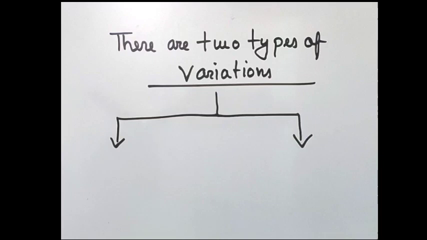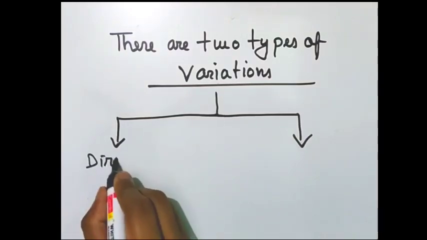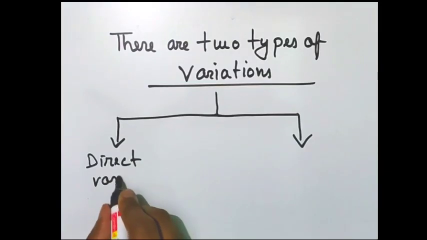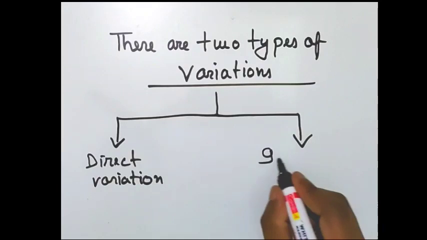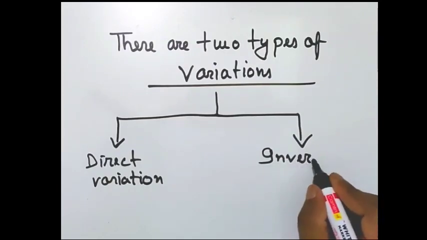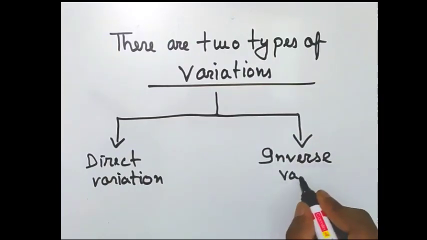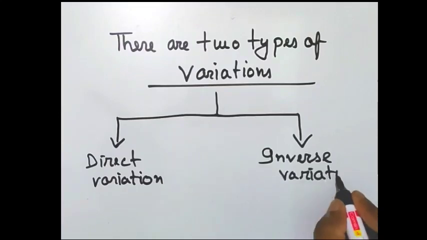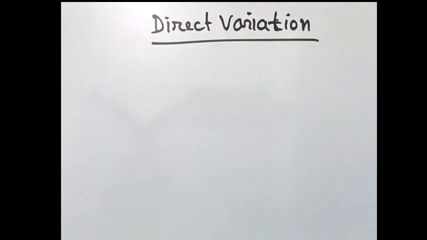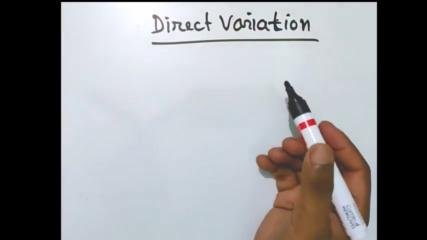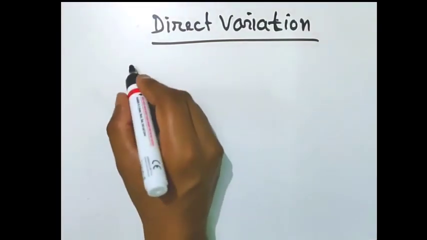Now there are two types of variations. One is the direct variation and the other is the inverse variation or indirect variation, we can say. Let's start with direct variation. Now, what is direct variation? Let's understand this with the help of an example.